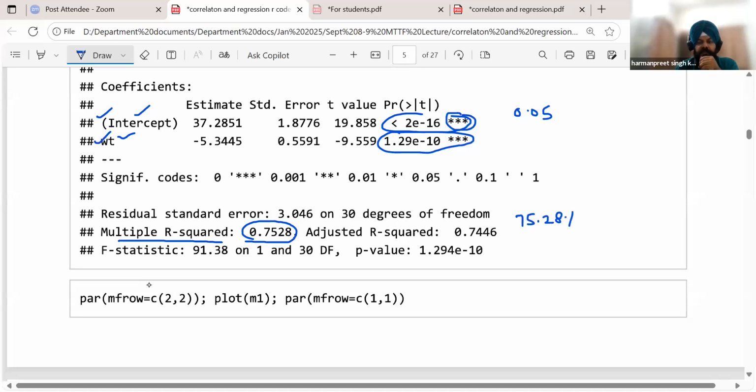75.28%. It shows that the equation we have constructed for determining the value of mileage per gallon based upon the independent variable wt explains 75% of the total variation.